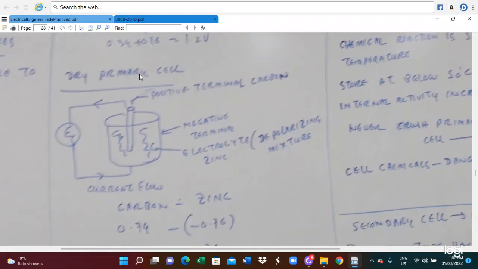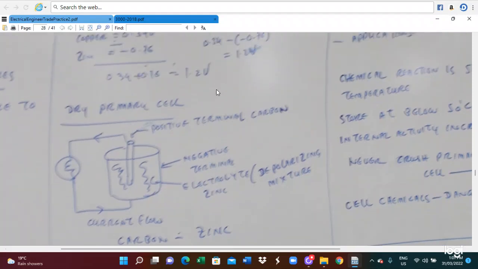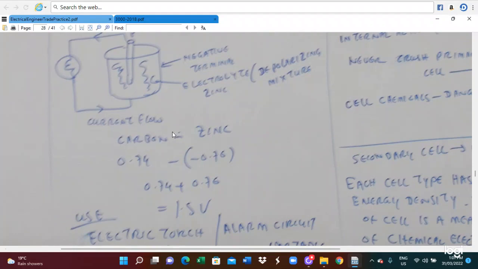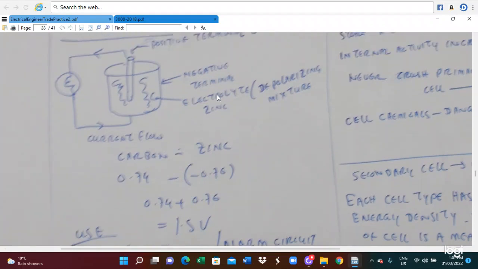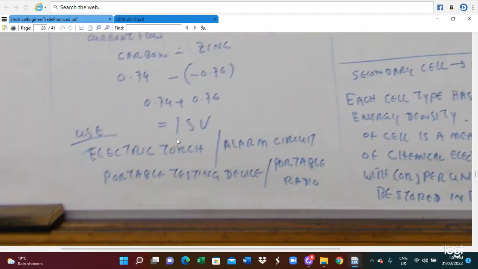And here is a connection, the installation of the dry chemical cell. This is a positive terminal, it's carbon, and this is a negative terminal. Here the negative terminal is at the shell and the positive is the electrode. The electrode is zinc, and this is the copper. In this installation, the potential will be like this. Here we have carbon and the electrode, this is the carbon, this is zinc. What happens is carbon minus zinc. Carbon is 0.7 volt, zinc is minus 0.76. So we get 1.5 volt. This is the way every cell gets 1.5 volt.